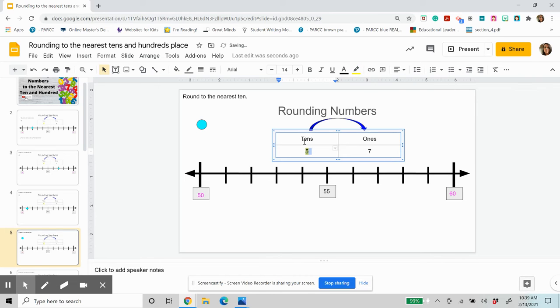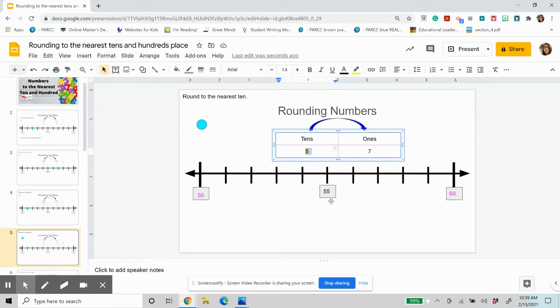Okay, I'm highlighting the 5. Why am I highlighting the 5? Because we're talking about tens. So that tells me there's 5 tens, so that's 50. That's the first number on my number line. And the next 10 would be 60. So those are the only two choices I have when I'm rounding, 50 or 60.